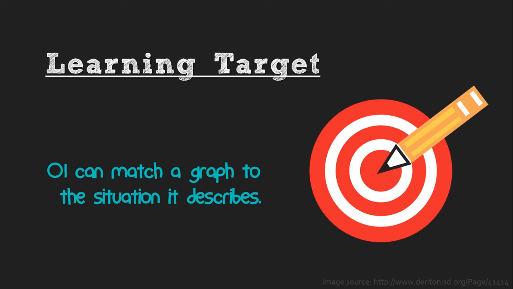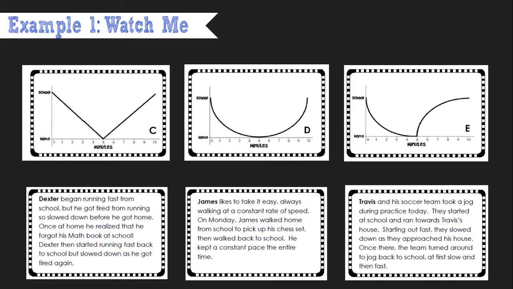The learning target we're going to look at is: I can match a graph to the situation it describes. So in the first example, we have three scenarios, visually three graphs, and then we have three written descriptions of what's happening. Let's take a look at each of these, and then we're going to match the description to the graph.